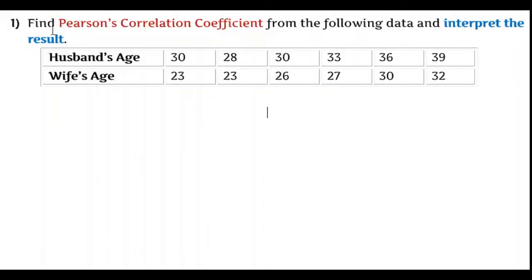Let us have a look at the question. They have given: find Pearson's correlation coefficient from the following data. So we have to calculate Pearson's correlation coefficient. The given data is husband's age and wife's age. So these are the two variables given. One of these variables we have to take as x and the remaining variable will be y.